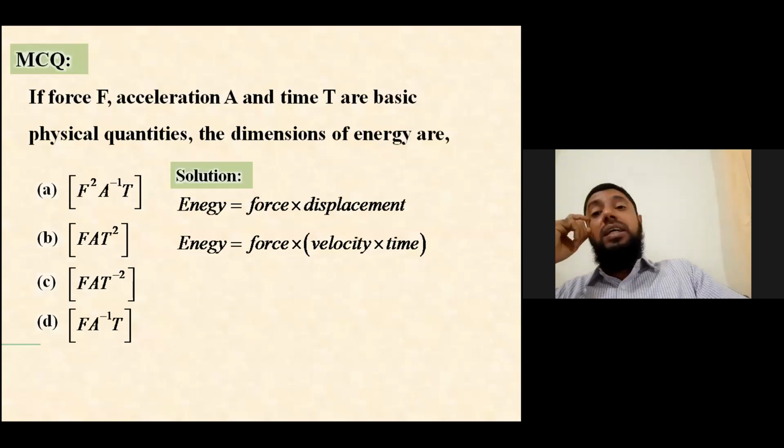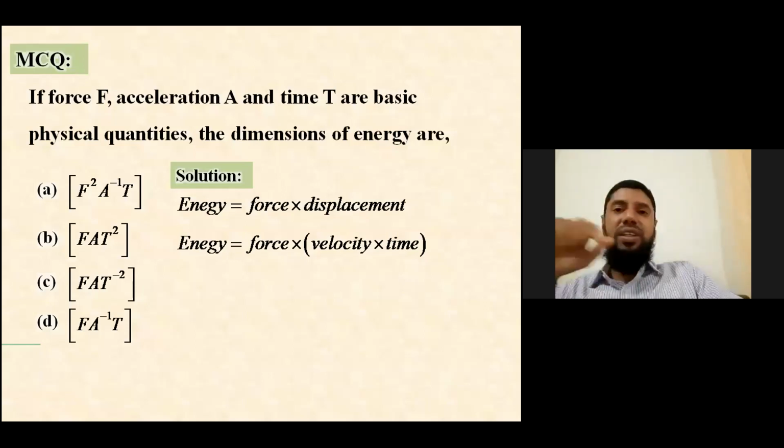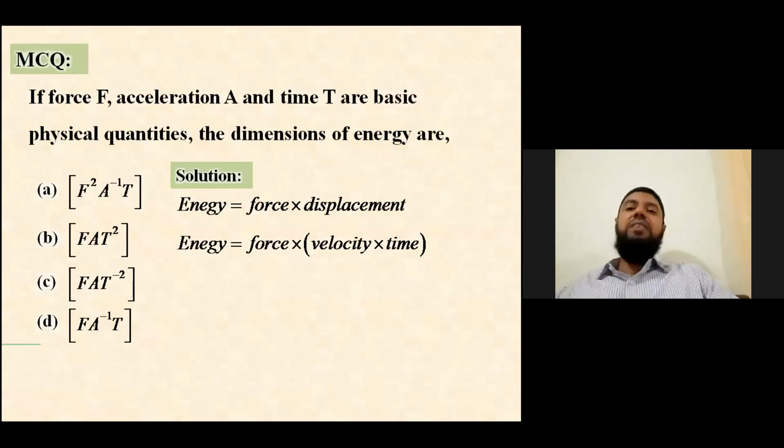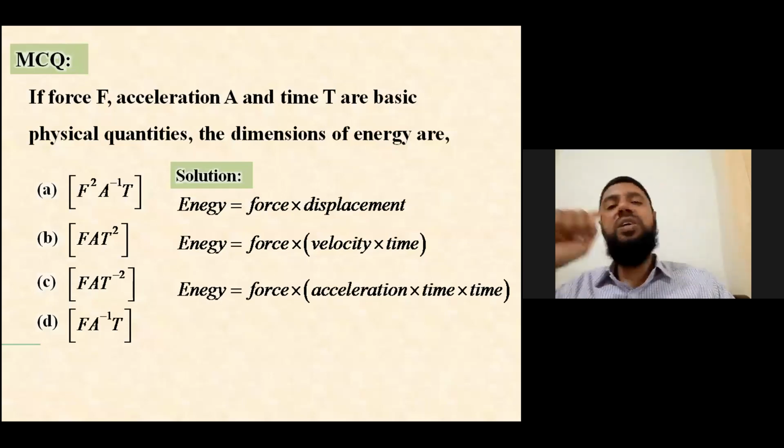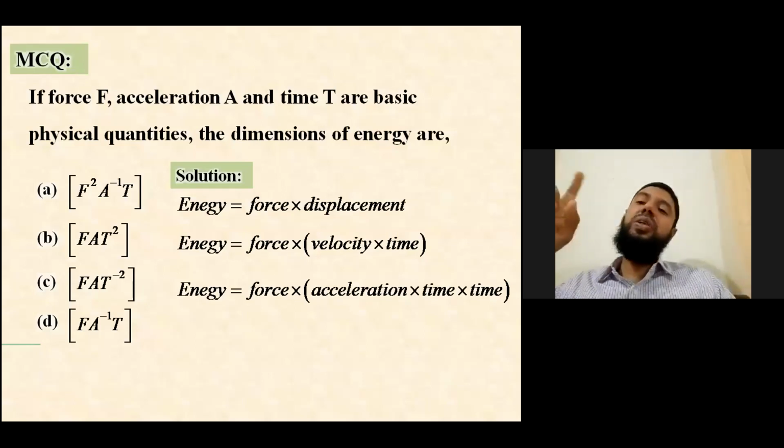Then the displacement, from the motion in a straight line chapter, we can define as velocity into time. Substitute it. Then what are the dimensions? Here we do not have the dimensions for velocity. We need acceleration. Then how do you define acceleration? Acceleration is equal to rate of change of velocity by time. Cross multiplying, velocity is equal to acceleration into time.